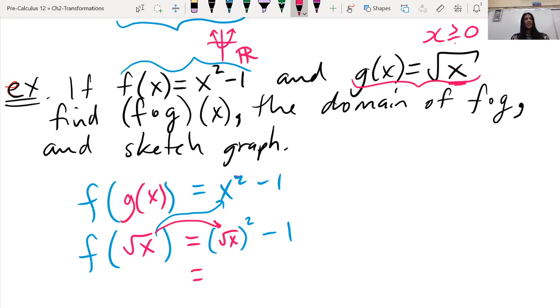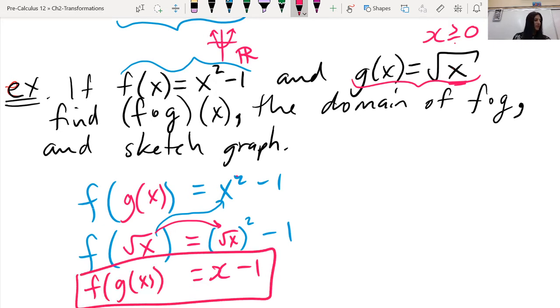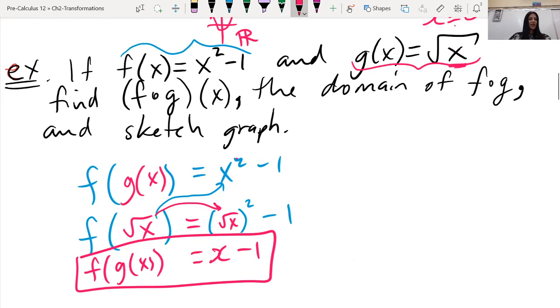If you take a look at it, the square root of x squared, so basically I'm just left with x minus 1. So another way I could write this, f of g of x works out to be x minus 1, which also is something that we are familiar with. If it's x minus 1, we know that that's a linear function. We could graph that out. It's just a basic line.